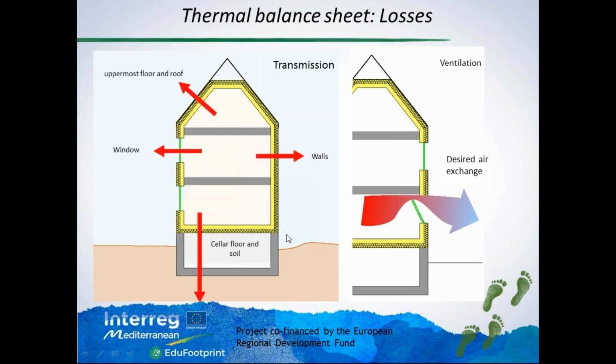Normally, this transmission is lower because the temperature of the cellar floor or of the soil is not the same as the outer temperature. So the temperature difference is lower and the transmission is also lower. The other bigger element which constitutes the losses is the ventilation.